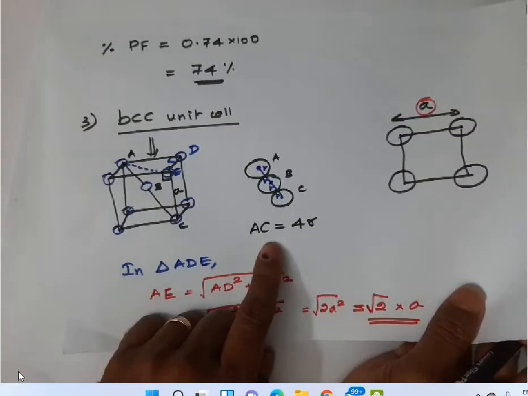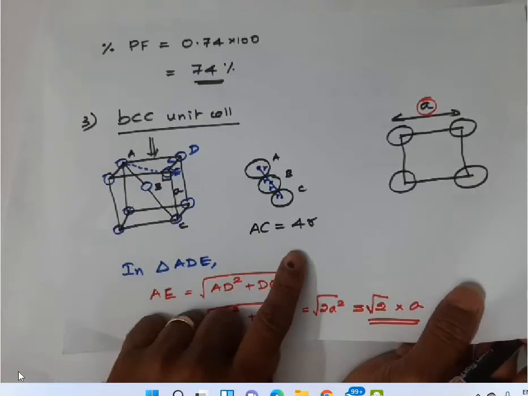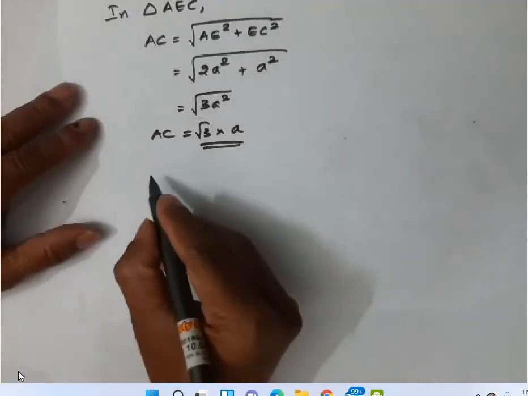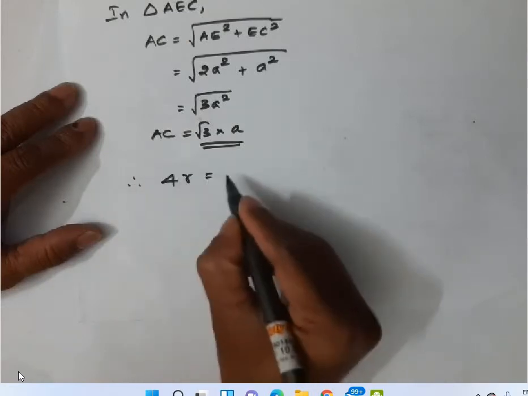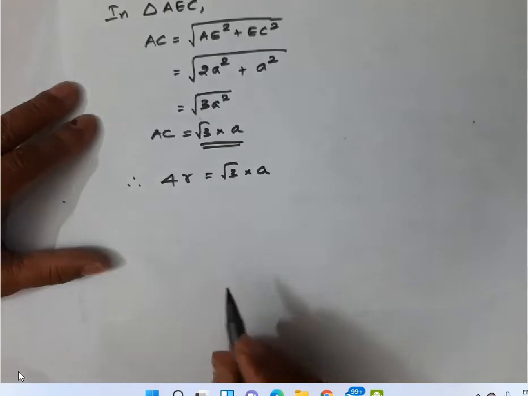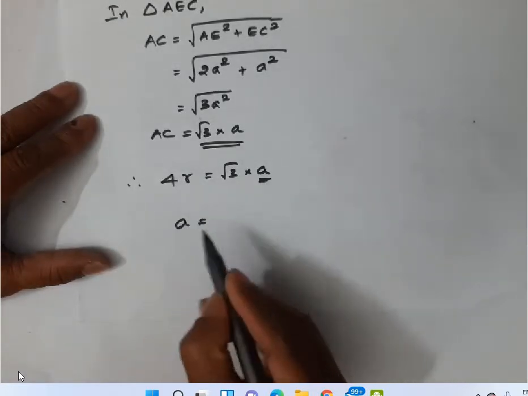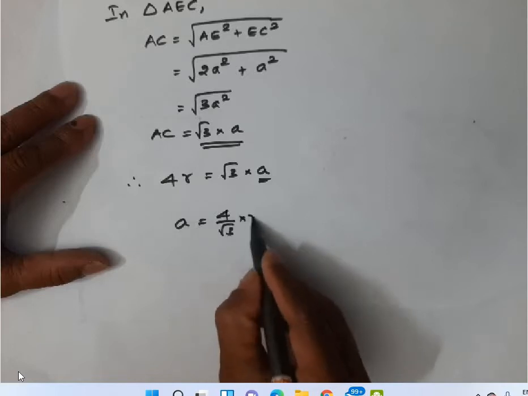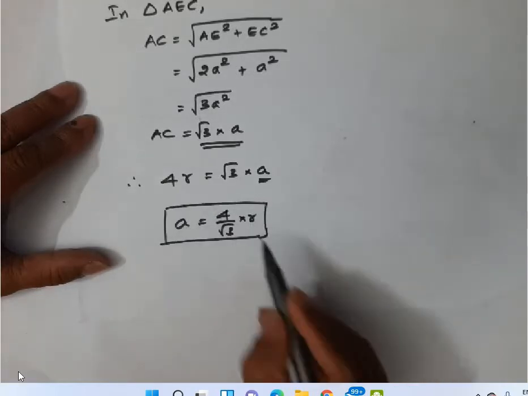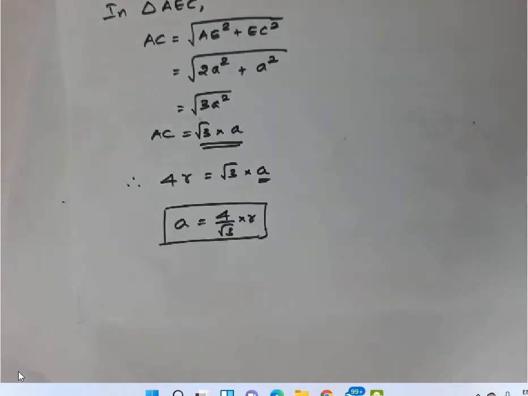And you also know that AC, we have already found out, AC is equal to 4 times the radius of the atom. Okay, so let me put that value here. Therefore, AC equal to 4R, which is equal to root 3 times A. Or if you want A, you can write A is equal to 4 by root 3 into R. This is how edge length and radius are connected in the case of body centered cubic unit cell. Okay, take note. In the case of body centered cubic unit cell, edge length and the radius are connected in this way.